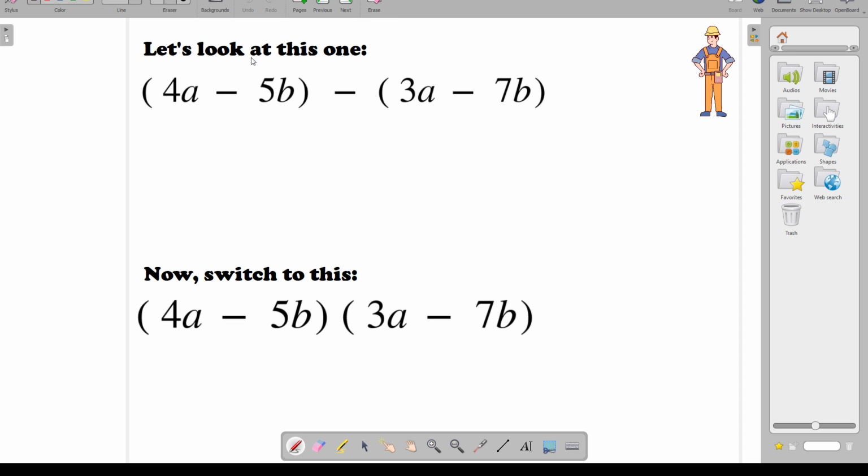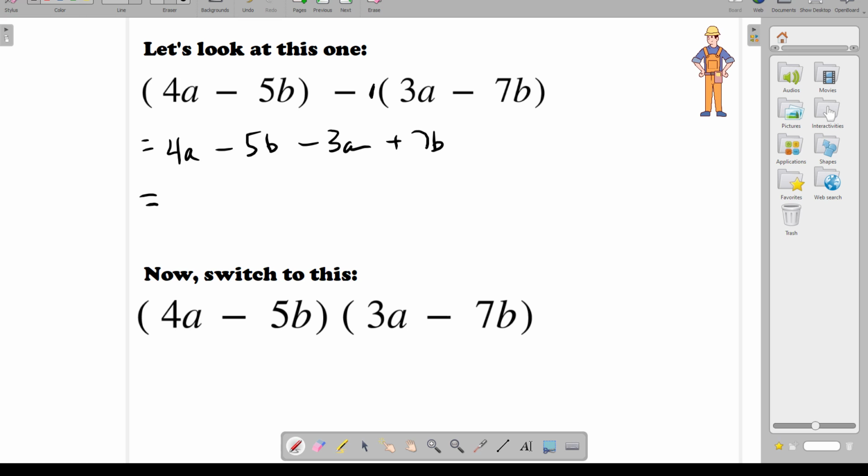So let's try this problem. Again, two binomials, but this time we have two variables, but that's not going to make any difference. We are subtracting this binomial from this one. So I have 4a minus 5b. I need to distribute the negative 1 over the 3a and get negative 3a. And distribute the negative 1. There's an understood 1 sitting out there. The negative 1 times negative 7b is positive 7b.